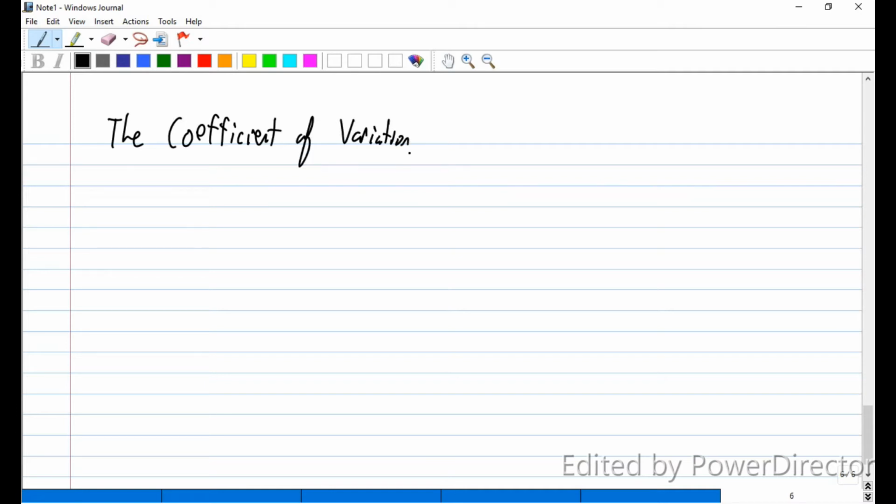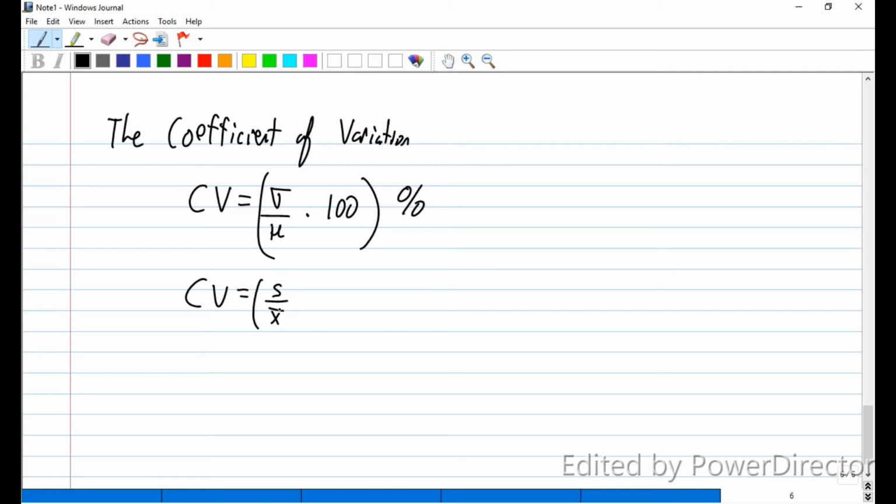All right, and the coefficient of variation, and the abbreviation is CV, is the standard deviation divided by the mean times 100, and then you write that as a percent. So that's if we have a population standard deviation and a population mean, and this is if we have a sample standard deviation and a sample mean. It means the same thing.